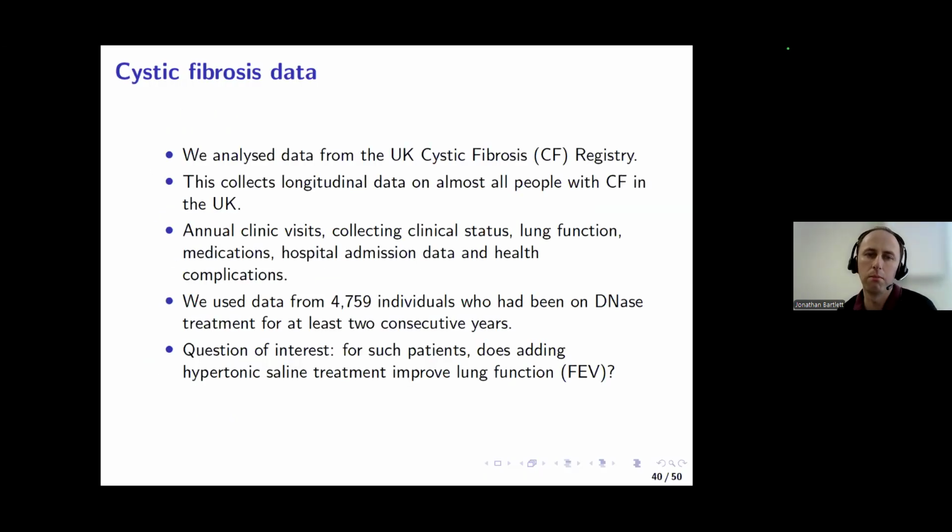So the analyses were of data from the UK Cystic Fibrosis Registry, and this registry collects longitudinal data on almost all the people with cystic fibrosis in the United Kingdom. The individuals in the registry have annual clinic visits collecting clinical status, lung function, medications that they're receiving, hospital admission data, and health complications. And in the analyses that I'll briefly show you here, we use data from 4,759 individuals who had been on this treatment called DNase for at least 2 consecutive years. And the question we were trying to use the data to answer was that for such patients who'd been on that treatment for at least 2 consecutive years, does adding hypertonic saline treatment improve their lung function as measured by FEV?